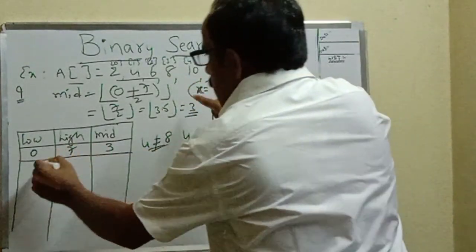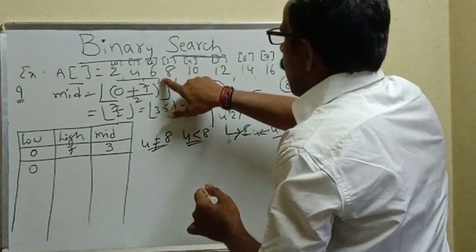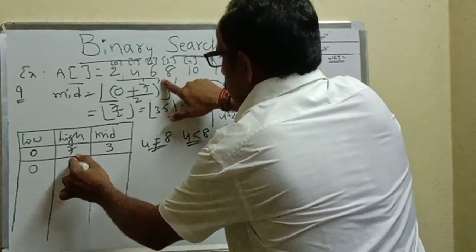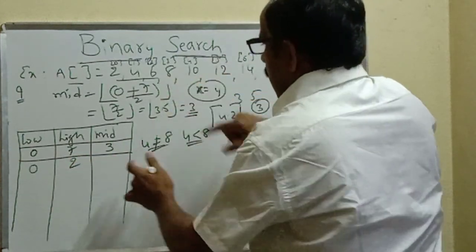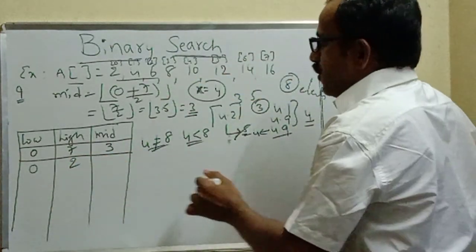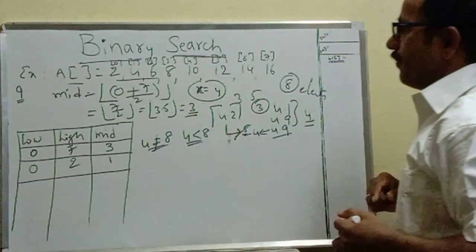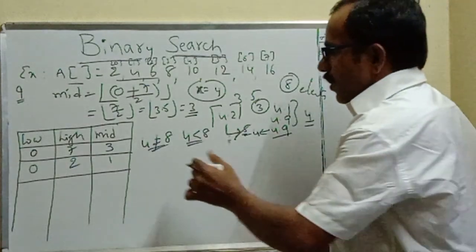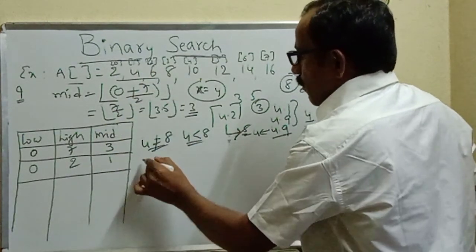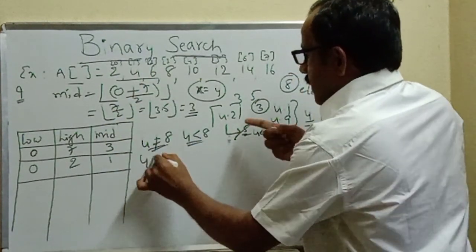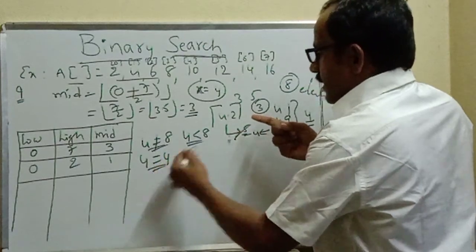Okay? So what is low now? Low is 0 only. What is high? 2, because mid minus 1. And what is mid? 0 plus 2 by 2. Mid is 1. Now, what is the first location number element? 4. What is the searching element? 4. Yes, search is successful.